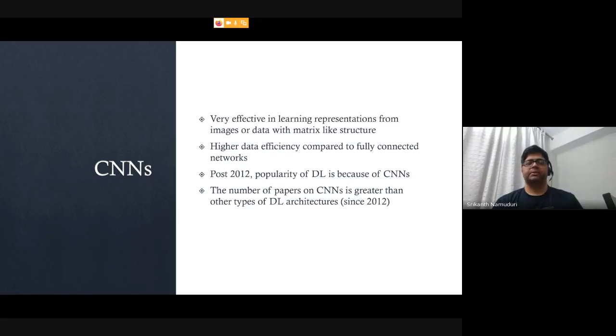Especially when using images or arrays, two-dimensional, three-dimensional images or matrix-like data, CNNs are really effective, and they are much more efficient compared to fully connected networks.